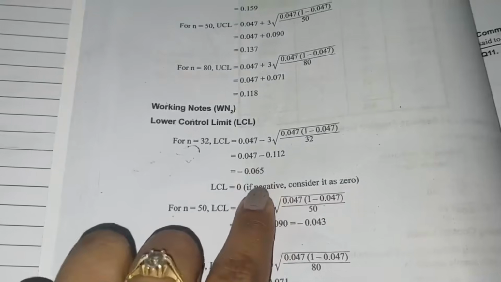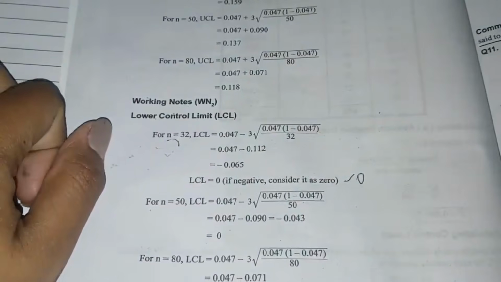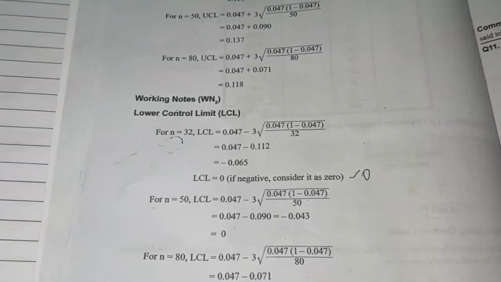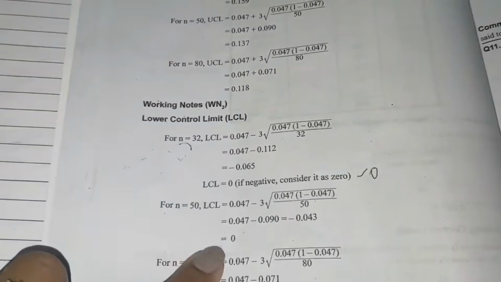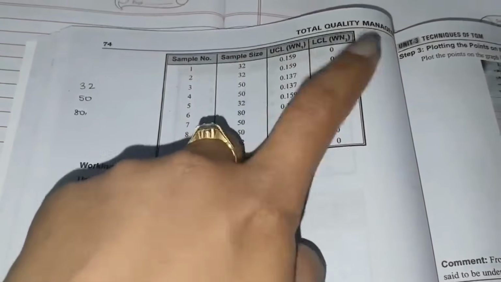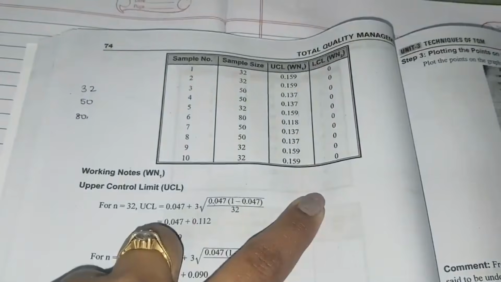సో మైనస్లో వచ్చింది కాబట్టి మైనస్లో వస్తే దాన్ని మనం 0 అని అనుకోవాలి. ఏ వాల్యూ అయినా ఒకవేళ మైనస్లో వస్తే దాన్ని మనం కన్సిడర్గా 0 చేయాలి. మైనస్ వాల్యూస్ ఎంటర్ చేయకూడదు. సో ఇక్కడ 32లో 0 వచ్చింది, 50లో కూడా 0 వచ్చింది, 80లో కూడా మైనస్లో వచ్చింది కాబట్టి 0. సో అందుకనే 32 నెంబర్ ఉన్న కాడ 0, 50 నెంబర్ ఉన్న కాడ 0, 80 నెంబర్ ఉన్న కాడ 0. సో ఎల్సిఎల్ అనేది అన్నిట్లో 0నే ఉంది.